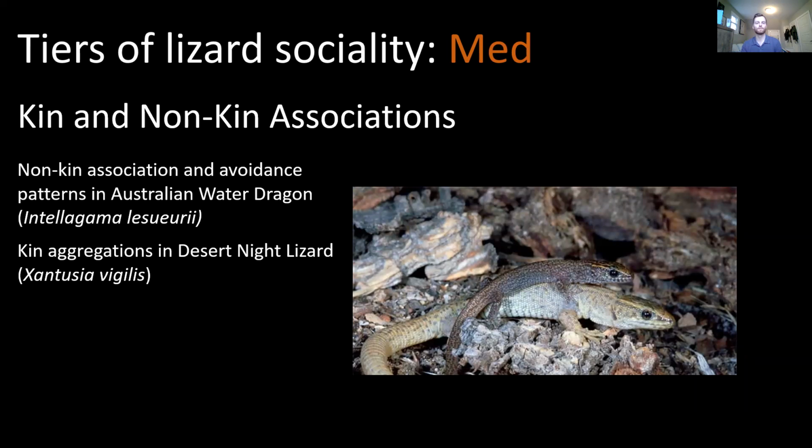Kin aggregations represent a significant step up from non-kin associations. Kin aggregations describe any scenario in which two or more related individuals elect to spend time in proximity with one another. These desert night lizards are a small, importantly viviparous, meaning live-bearing, and ironically named diurnal species from the deserts of North America that spend most of their lives hiding under and inside yucca bushes, these kind of dried, spiky, branched things that pop out of the ground.